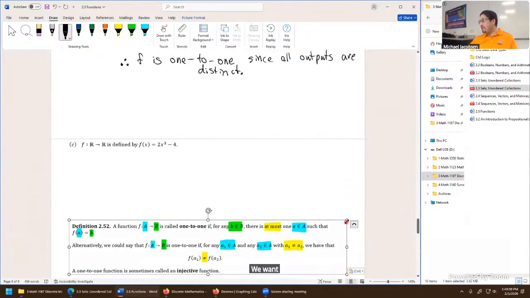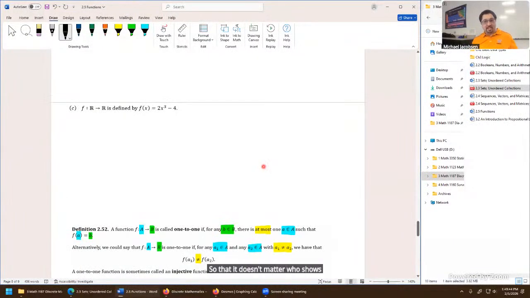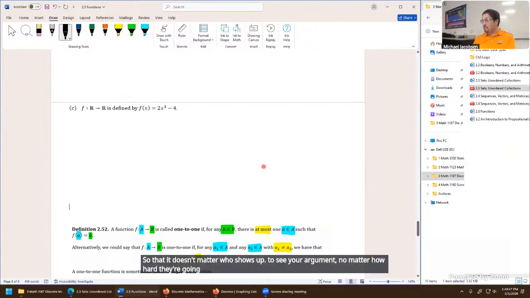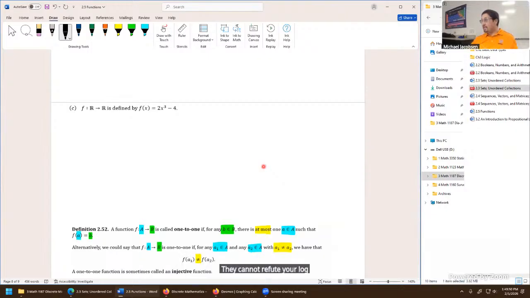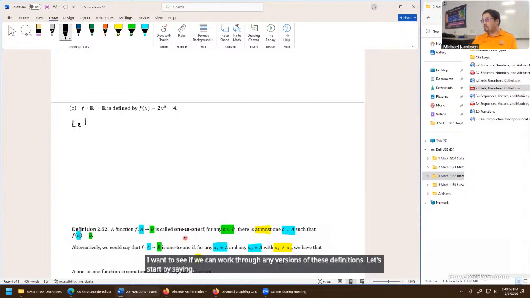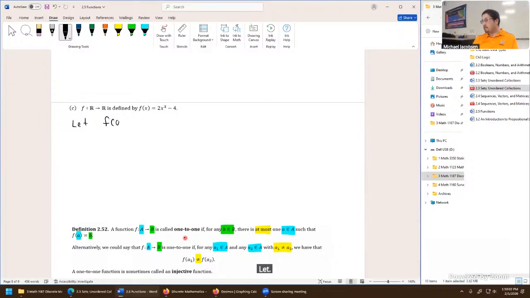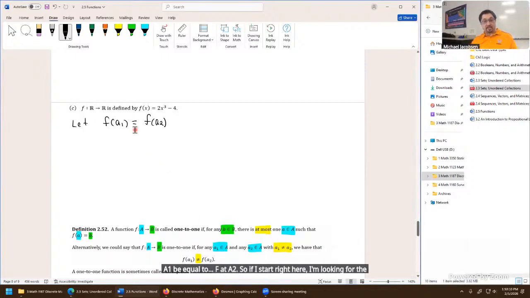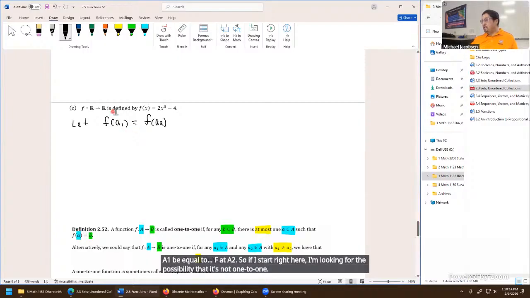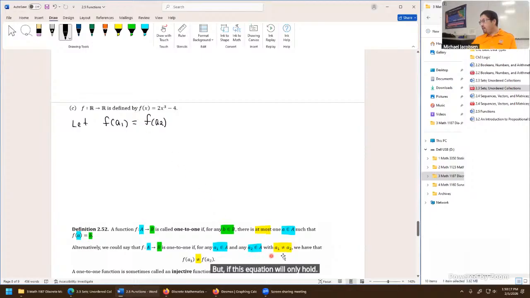We want to present an argument that it doesn't matter who shows up to see your argument, no matter how hard they're going to try to heckle you, they cannot refute your logic. And here's how I would start. I want to see if we can work through any versions of these definitions. And let's start by saying, let f at A1 be equal to f at A2. So if I start right here, I'm looking for the possibility that it's not one-to-one. But if this equation will only hold if I have distinct elements, A1 and A2, I have a sound argument for it turns out it is one-to-one.